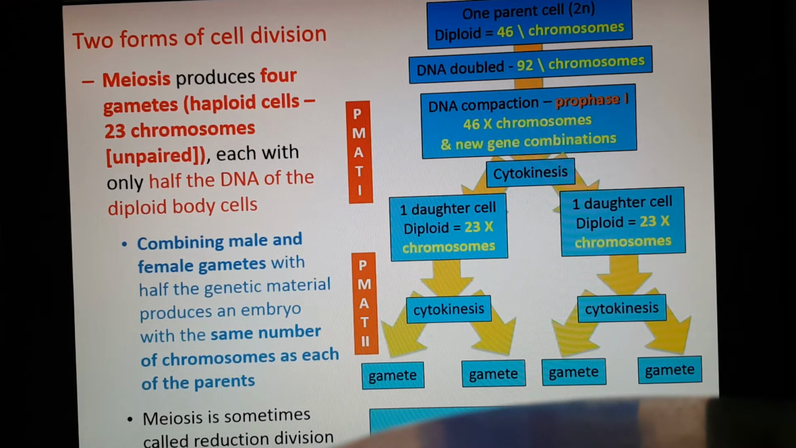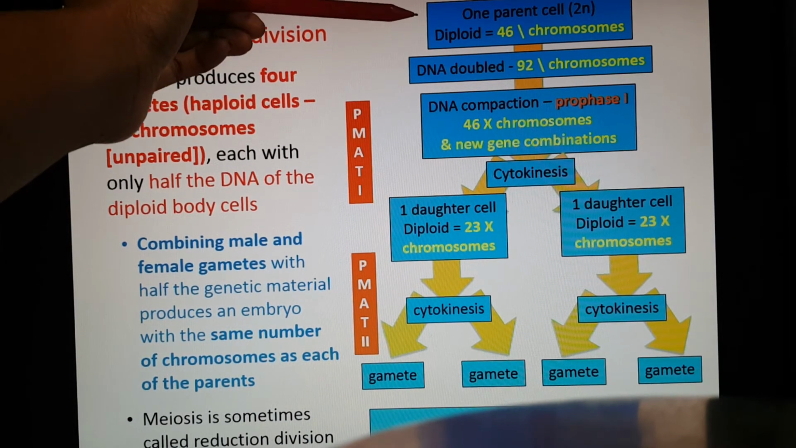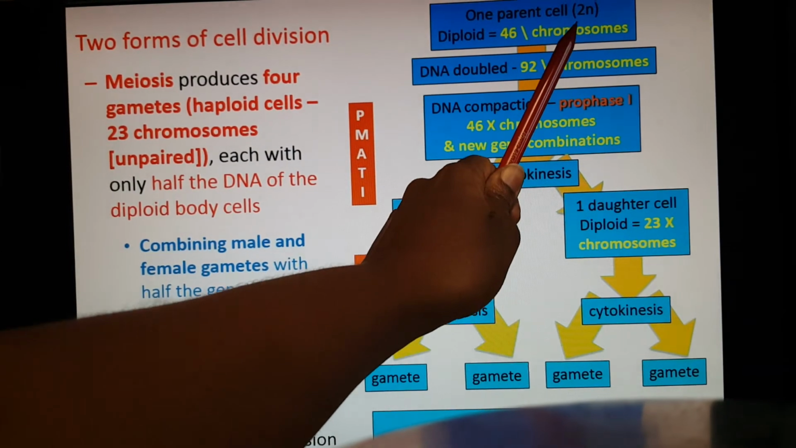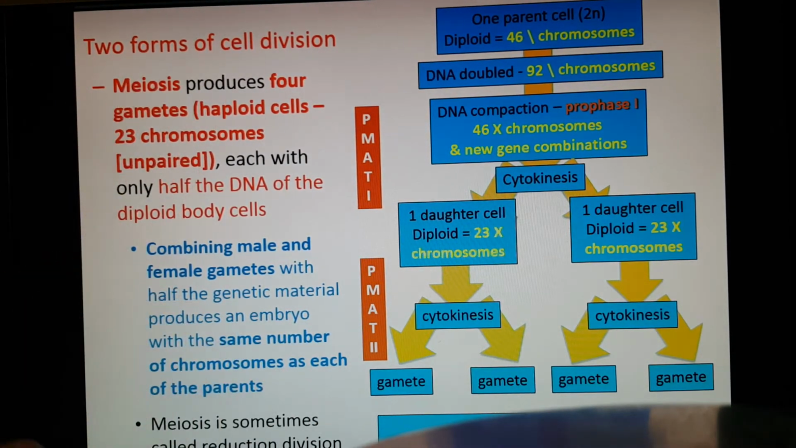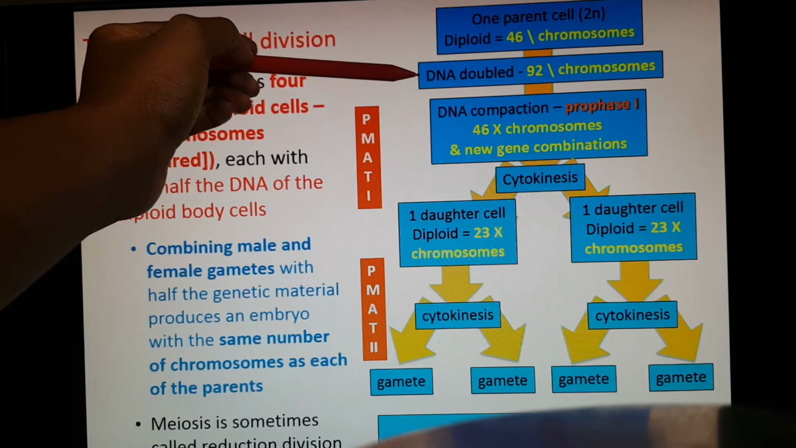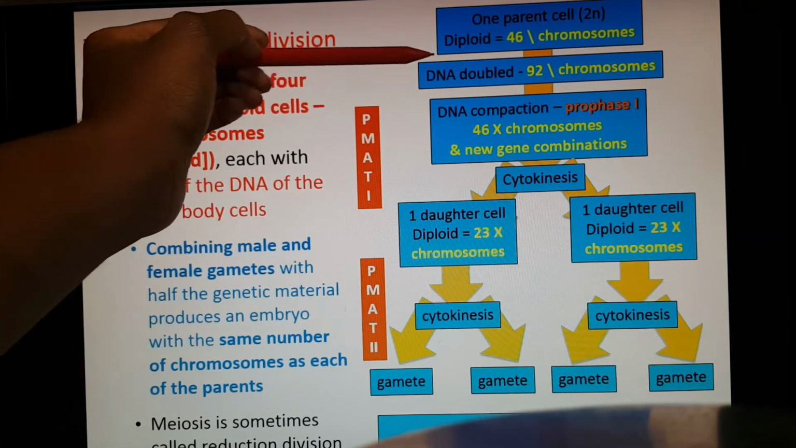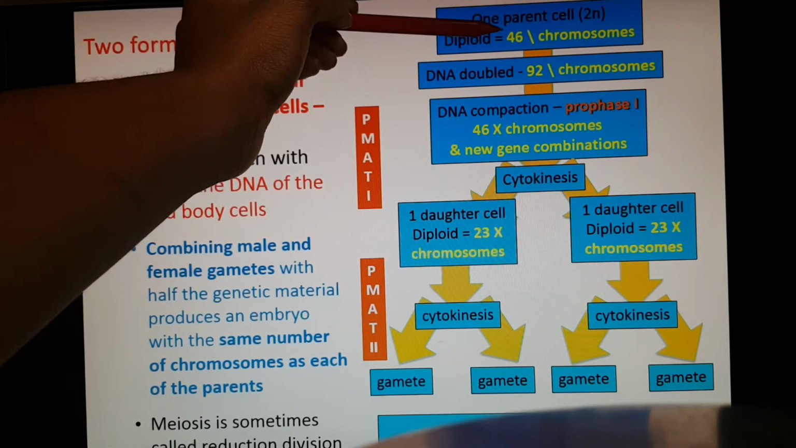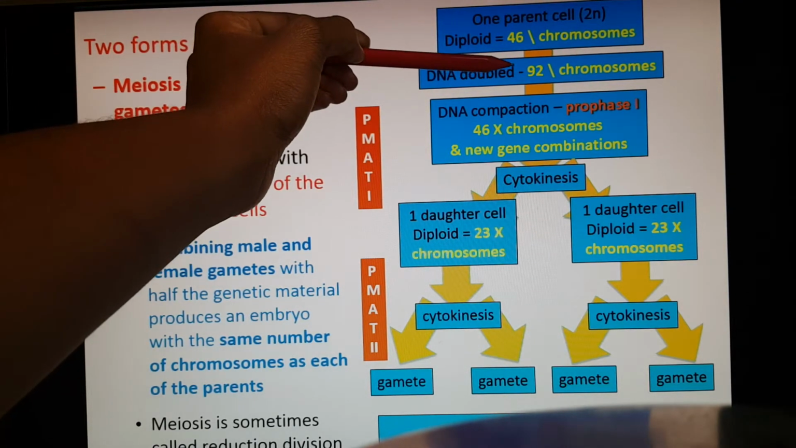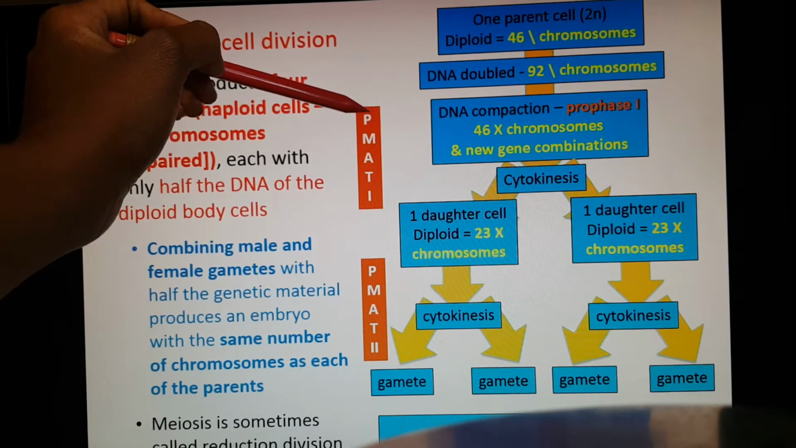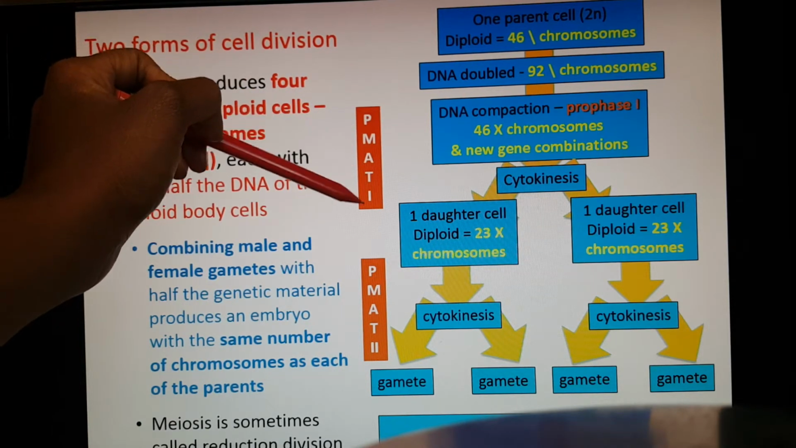Okay, so for your meiosis, you guys can see this well enough, I think. You start off with your one parent cell, again, diploid, 46 single strands of chromosomes. Again, it's a 2N cell, and you see the pictures. This DNA is doubled before going through our mitosis-like steps. So we go from 46 single-stranded chromosomes to 92 single-stranded chromosomes. Then we go through our mitosis-like steps, so our prophase, metaphase, anaphase, telophase 1.